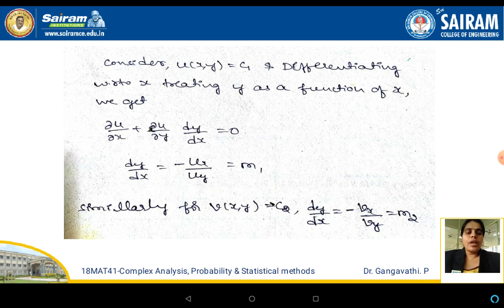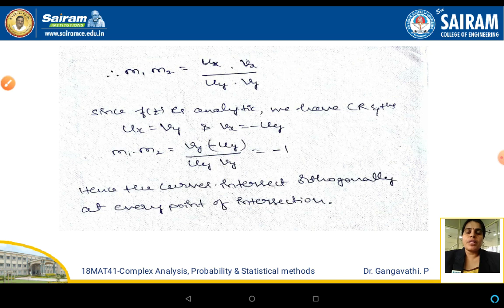Now let us consider the product of the slopes, m1 into m2. Substituting for m1 and m2 and simplifying, we get this. Since f(z) is analytic, we have the Cauchy-Riemann equations, which are satisfied by the function: ux = vy and vx = -uy.